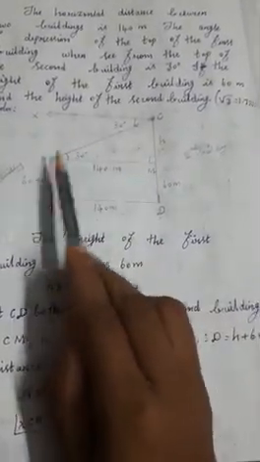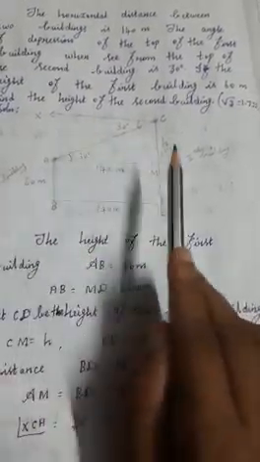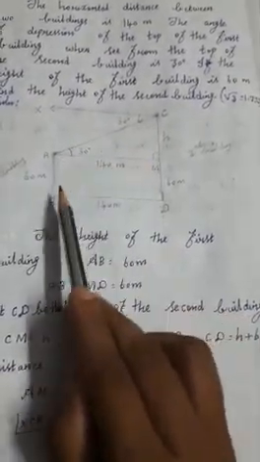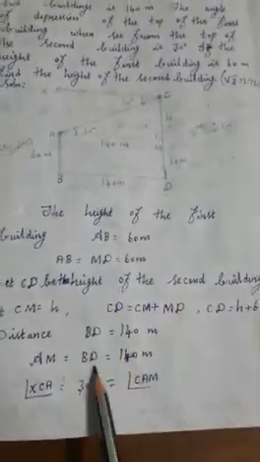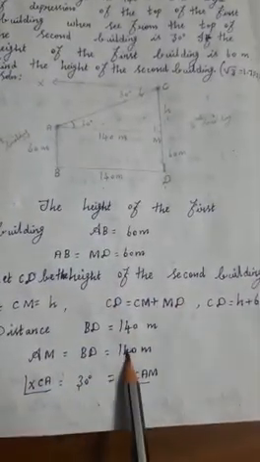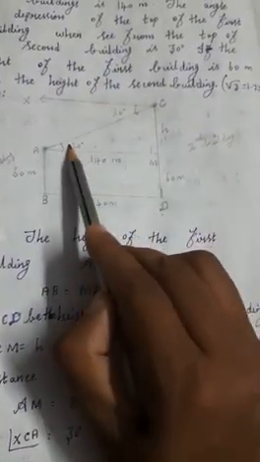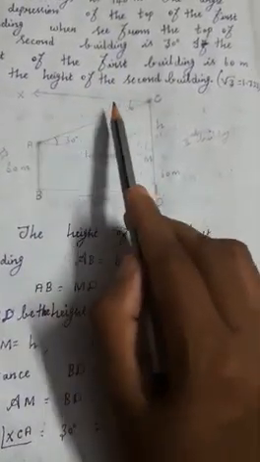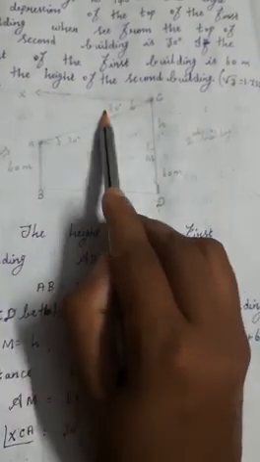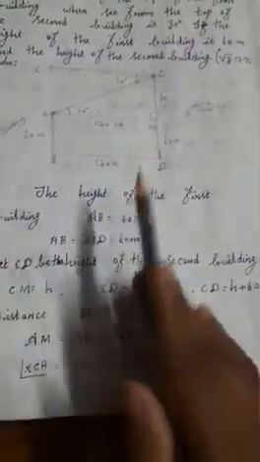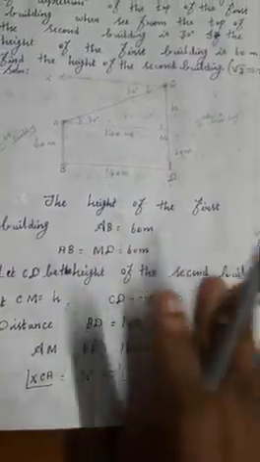Distance we know: AM. The distance from this building to this building they have given as 140. AM is also 140, and BD is also 140. Both are parallel, so the same distance, 140. The angle XCA and angle CAM are the same because they are alternate angles. So XCA is 30 degrees, which means CAM is also 30 degrees. Everything they have given, we have written here.